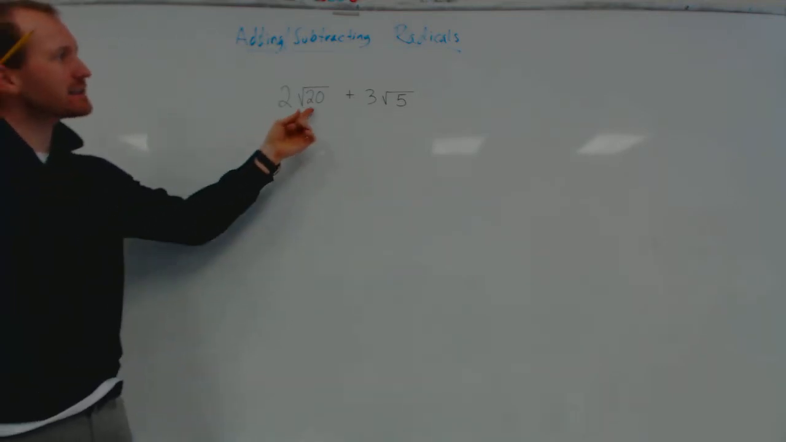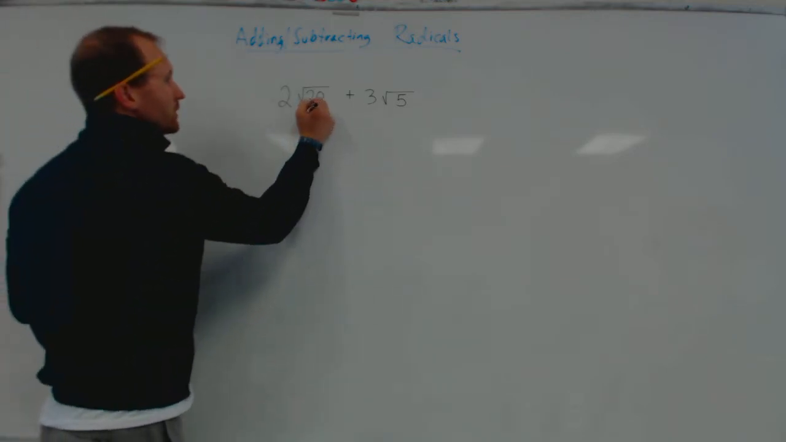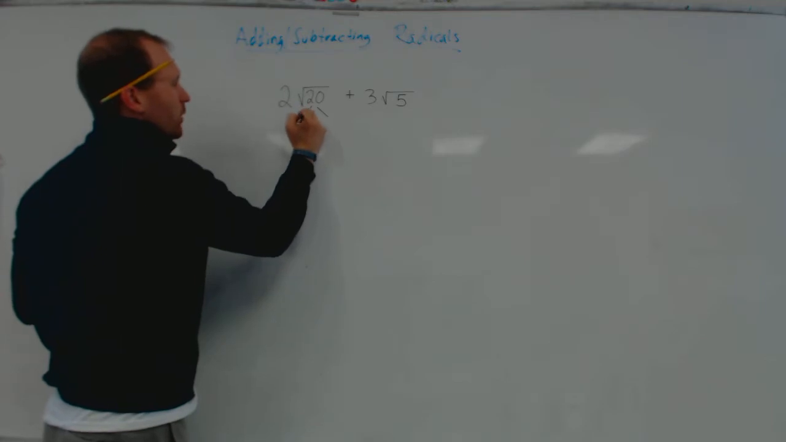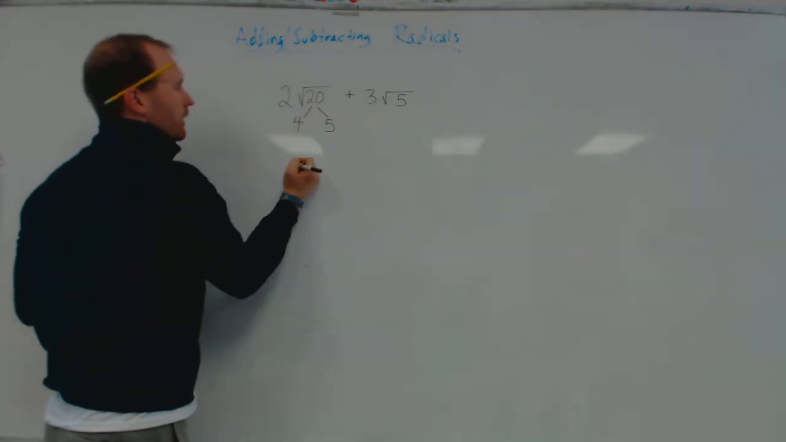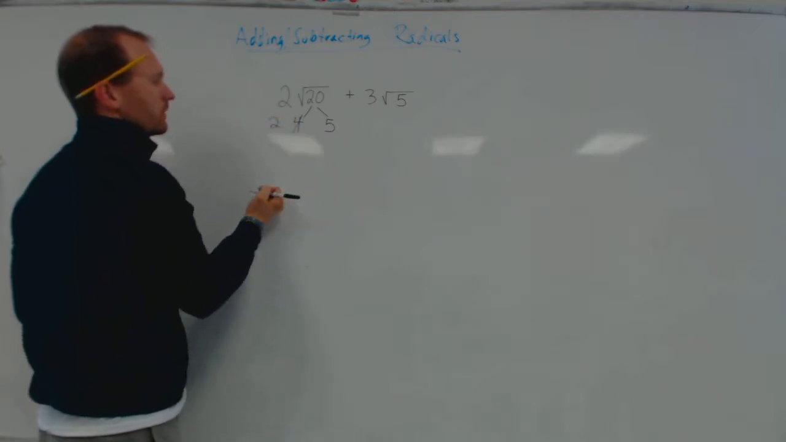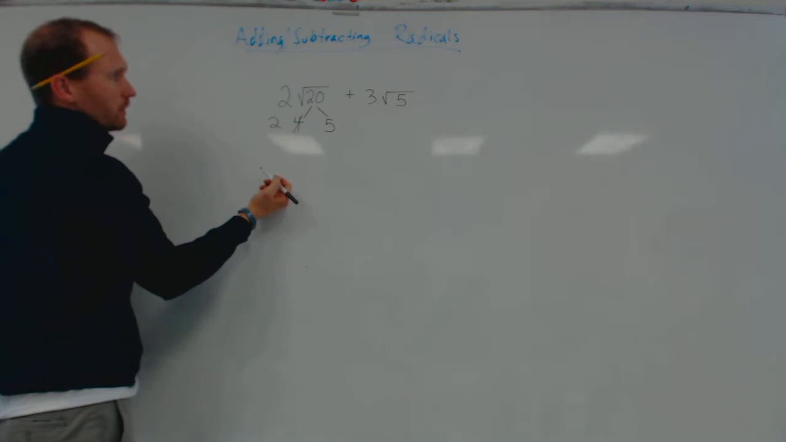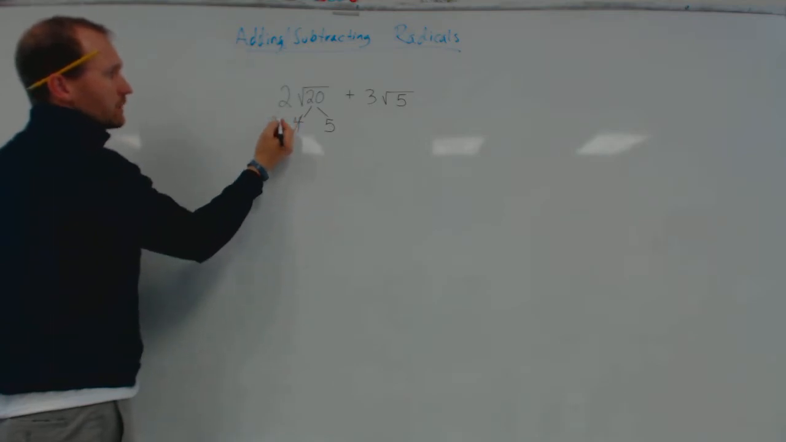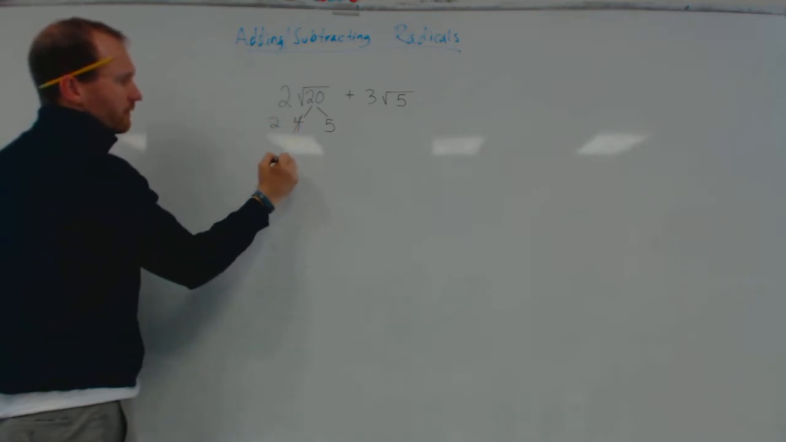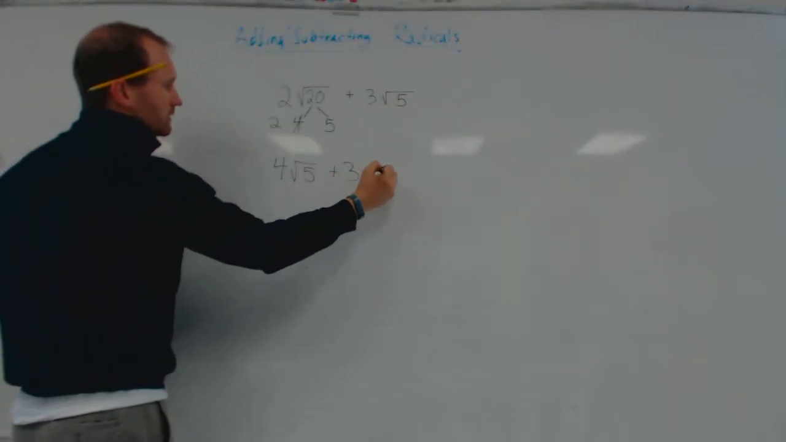Yeah, I can simplify the square root of 20. Well, 20 is 4 times 5, and I know the square root of 4 is 2. So the 5 is going to be left behind in the square root. And then I'm going to have 2 times 2. So I'll have 4 square roots of 5 plus 3 square roots of 5.